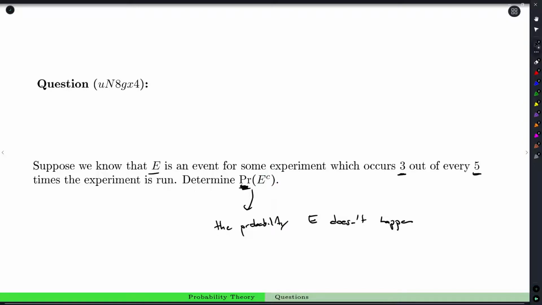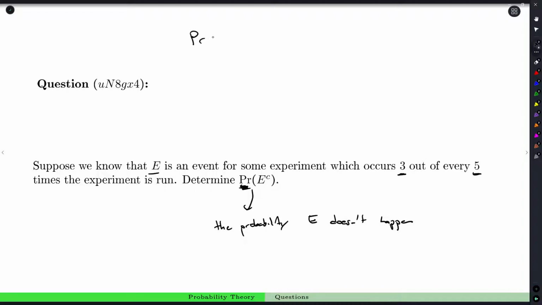Because interpreting things, being able to read a statement and not just have to read out P of E C, being able to actually decode it and turn it back into natural language is a good thing to be able to do. It shows that you're really understanding things. So we want the probability E doesn't happen. That's basically what they're asking for.